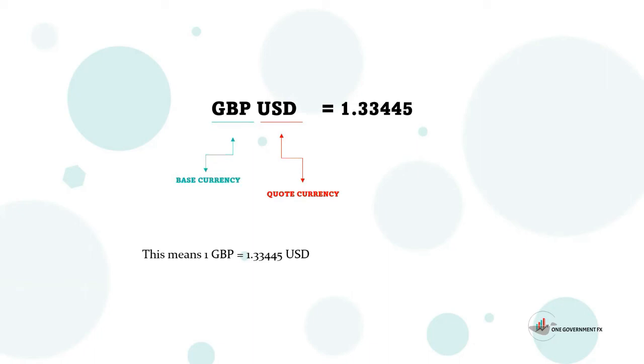When you look at your quote, normally you'd see two prices. You would see the ask price and the bid price. The first price is usually the bid price, and the ask price is usually the second price you see in the quote. Your bid price is always smaller than your ask price. So we could say the bid price could be 1.33441. So the spread here is going to be about 4 points.